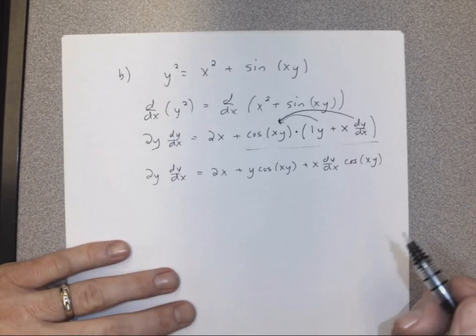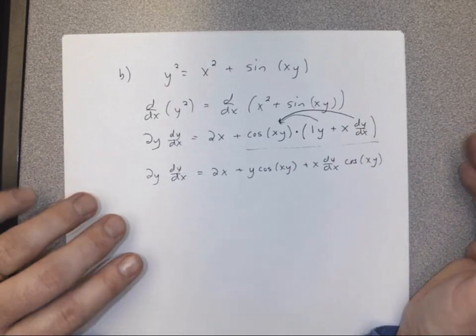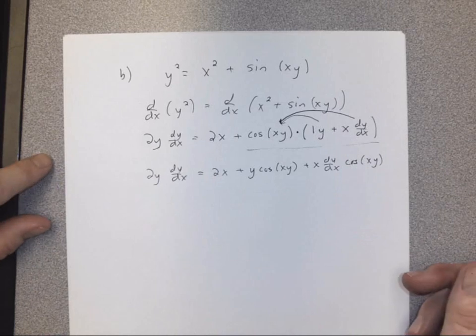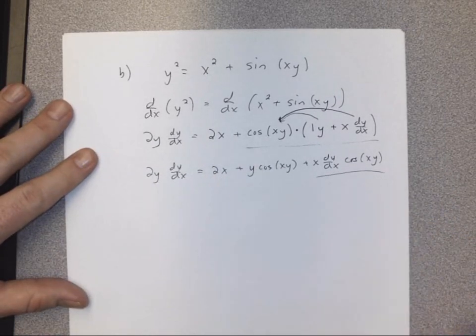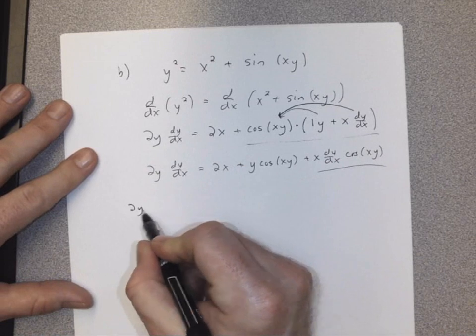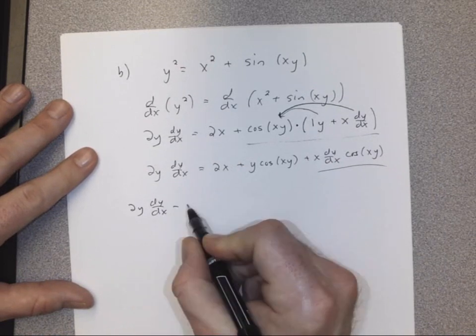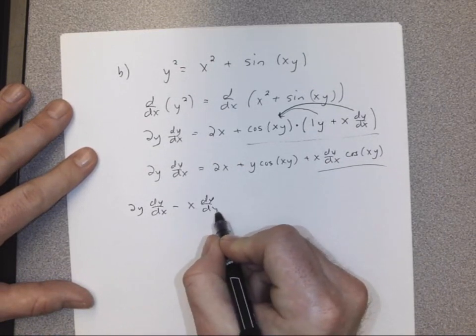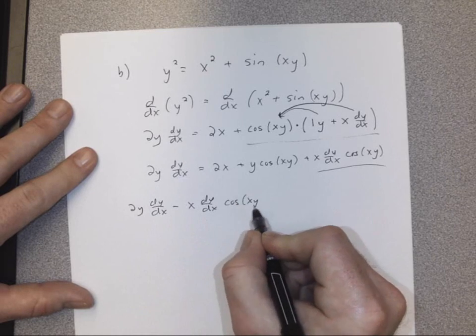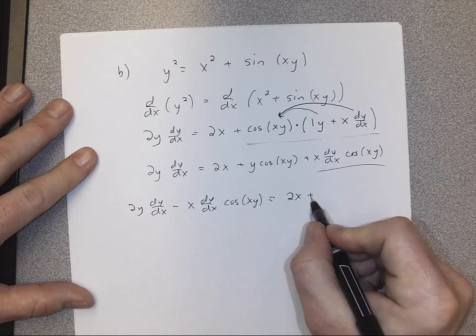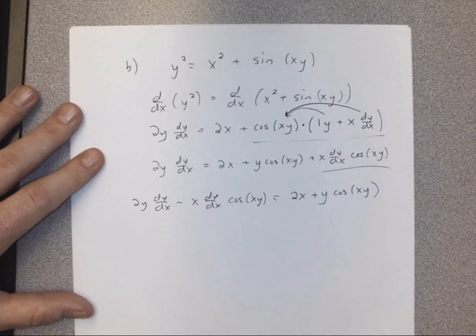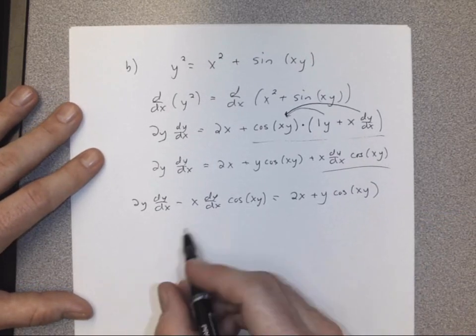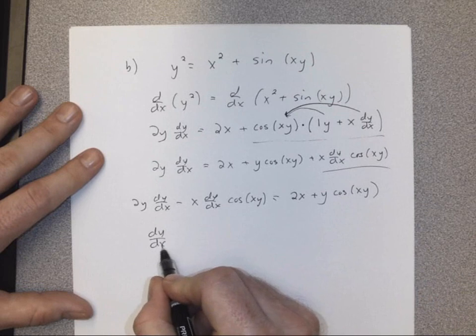So it doesn't simplify. All right, so that means anything with a dy/dx is going to go on the left, and anything without a dy/dx is going to stay on the right. So that means this term's got to go to the other side. So 2y dy/dx minus x dy/dx cosine of xy is going to be equal to 2x plus y cosine of xy. Now, since everything over here has a dy/dx in it, I can pull it out.